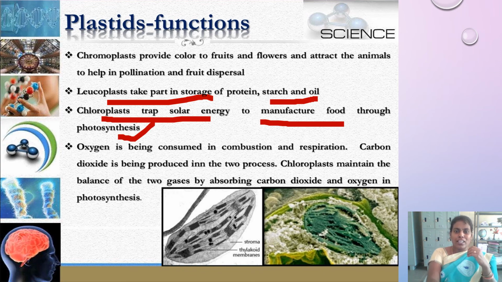Oxygen is being consumed in combustion and respiration. Carbon dioxide is being produced in the two processes. Chloroplasts maintain the balance of these two gases by absorbing carbon dioxide from the environment and by releasing the oxygen into the environment during photosynthesis process.